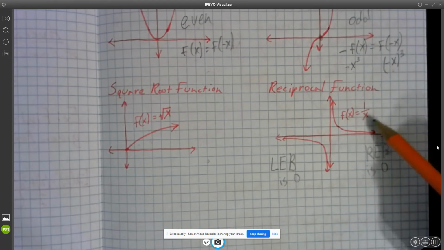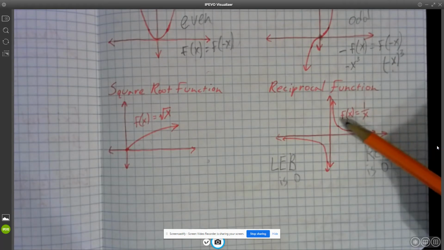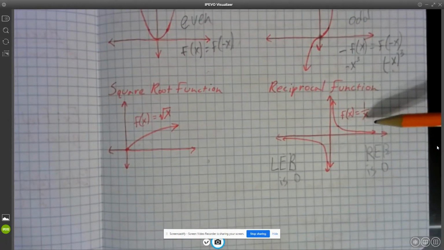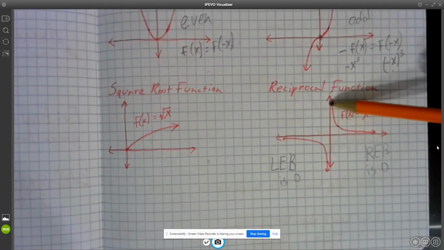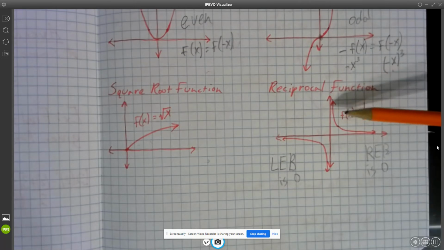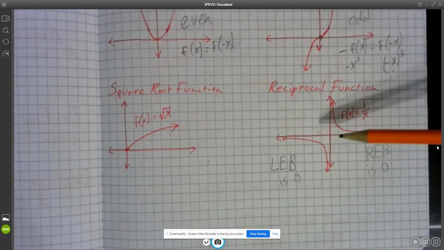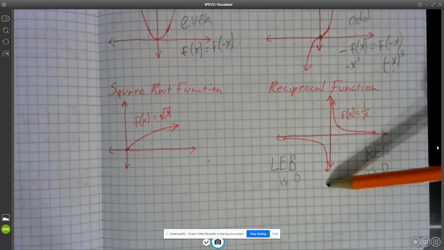Also, if x was super, super, super tiny, you end up getting a very large number. Because remember how fractions work. If you keep the numerator the same and you make the denominator smaller, the number gets bigger. That's why it goes towards infinity. In fact, I could say that the limit as x approaches 0 from the right side equals infinity. Now, the limit from the left side as x approaches 0 would be negative infinity.